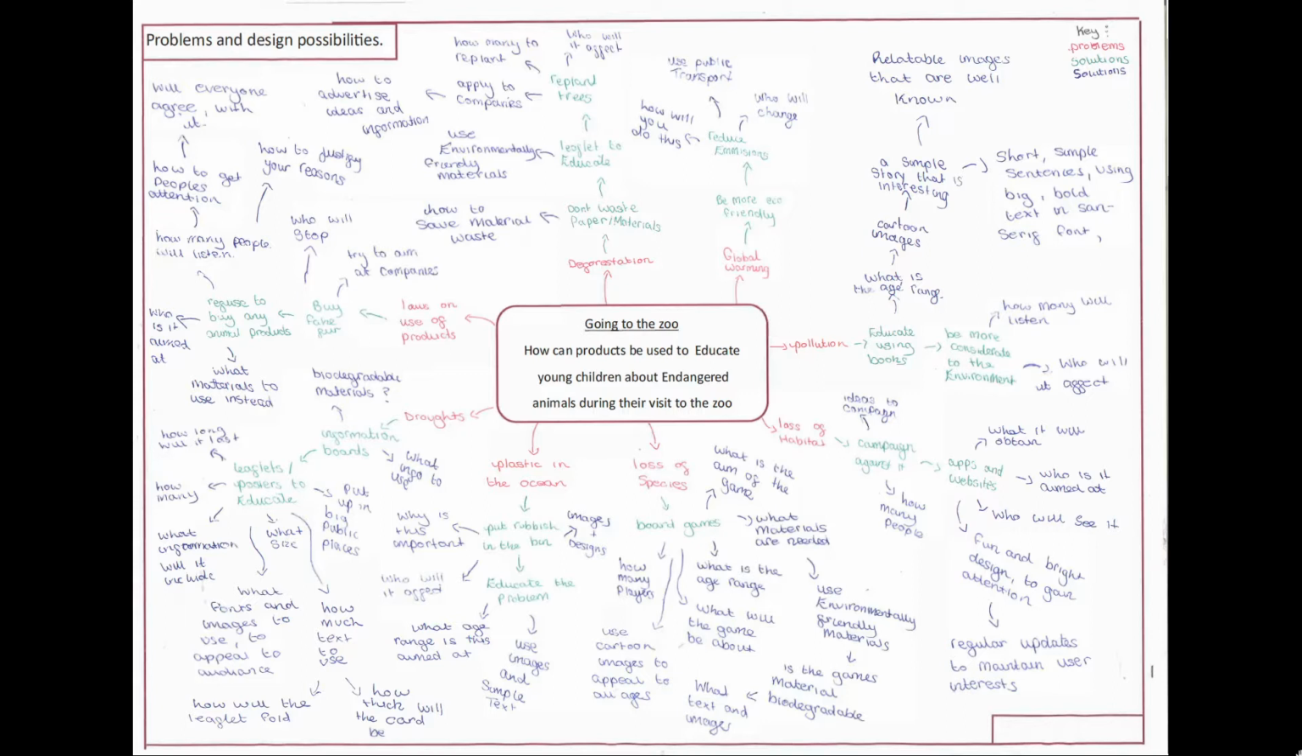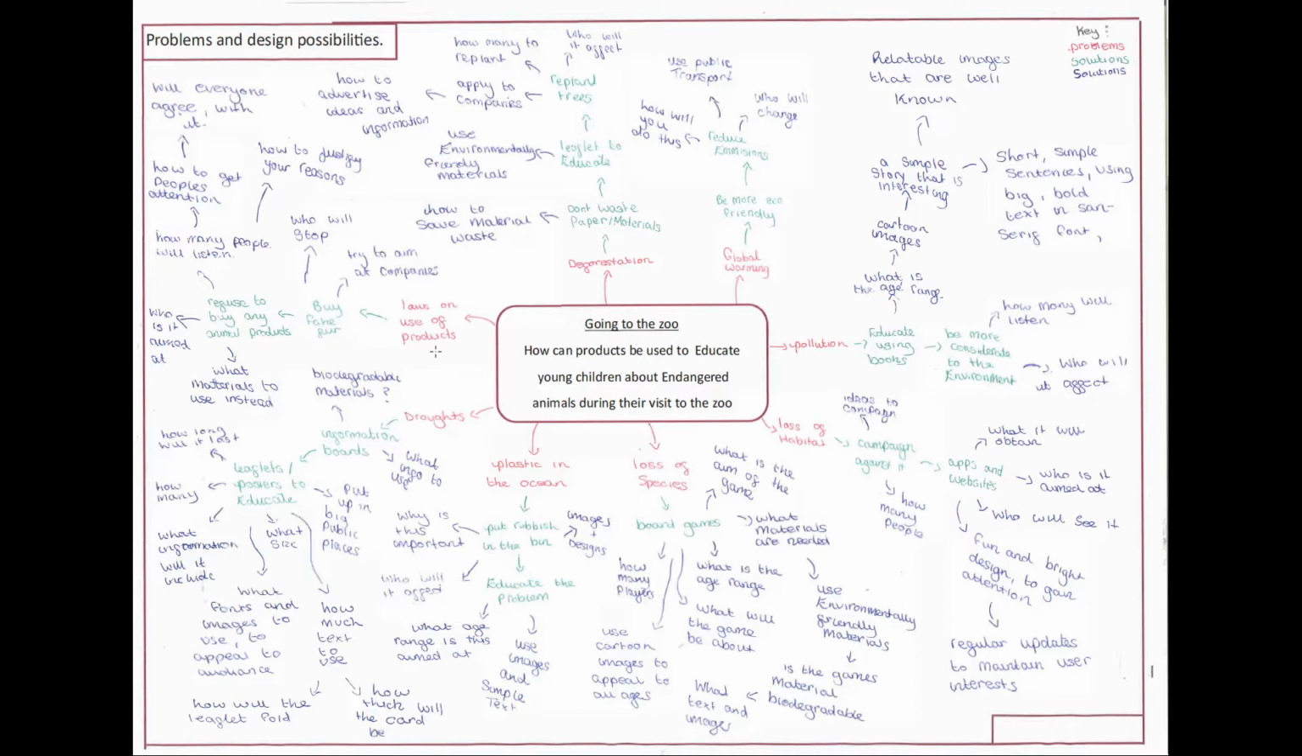So what they've done is they've done a massive mind map. They've broken this down into problems and solutions. As you can see at the top there, problems are in red, the first stage solutions are in green, and then they've expanded in blue. So they've thought about what would make animals endangered. That's their first level. The sort of things that would endanger an animal: deforestation, global warming, pollution, loss of habitat, loss of species, plastic in the ocean, droughts, and laws on use of products, things like the use of animal products in manufacturing.